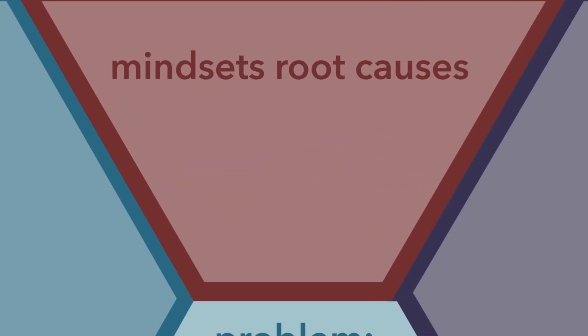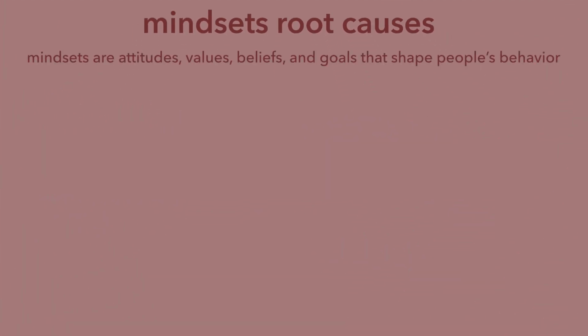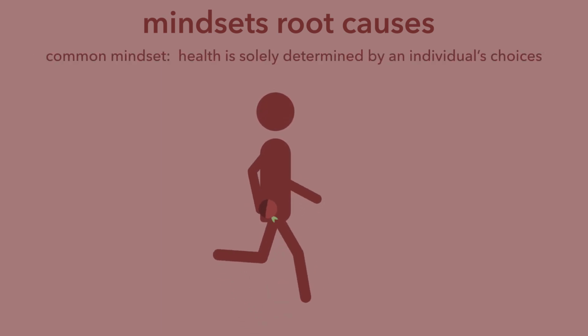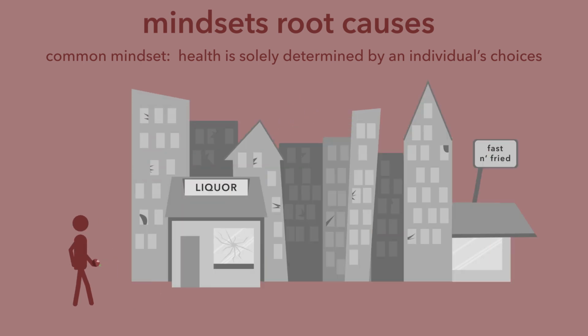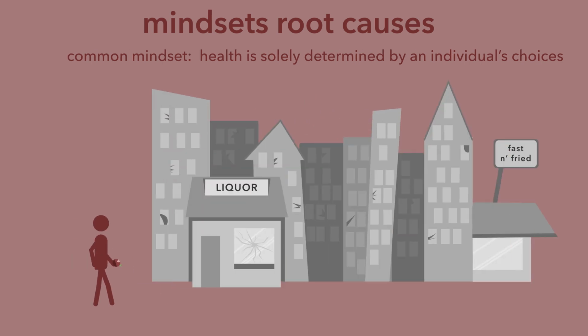System root cause 1: mindsets. Mindsets are attitudes, values, beliefs, and goals that shape people's behavior. Mindsets also relate to the goals people prioritize for their efforts. For example, a common mindset contributing to health inequities is the belief that health is solely determined by an individual's choices, like the choice to eat healthy food, and is unrelated to conditions where they live, work, and play.